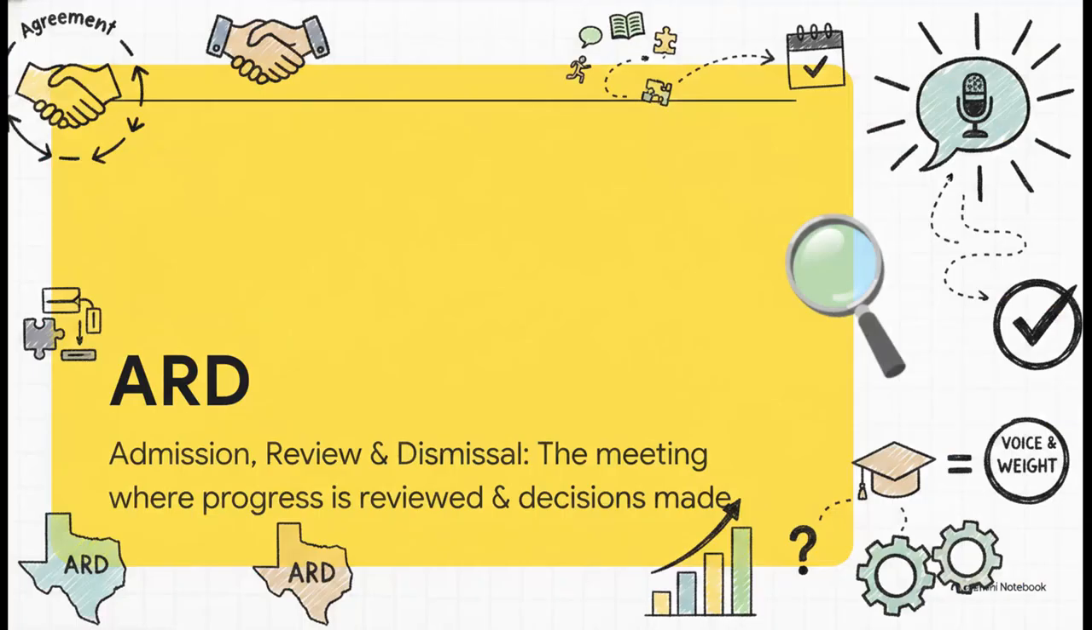All right, our next acronym is ARD, which stands for Admission, Review, and Dismissal. Now, quick aside, if you talk to literally anyone outside of Texas about this, they're going to look at you funny because the rest of the country just calls this an IEP meeting. It is exactly the same thing. This is the big huddle where eligibility is decided and progress is reviewed.